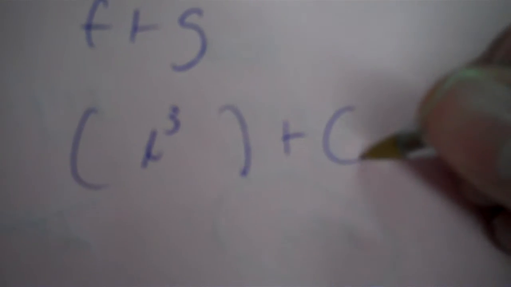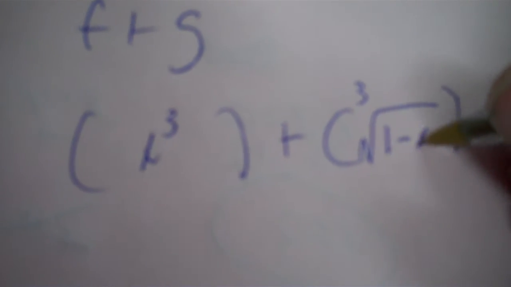8's your next one. F of x equals x to the third. G of x equals the cubed root of 1 minus x to the third. So we've got to find f plus g, f minus g, and f times g. Okay, so f plus g, x to the third, and then the cubed root of 1 minus x to the third.